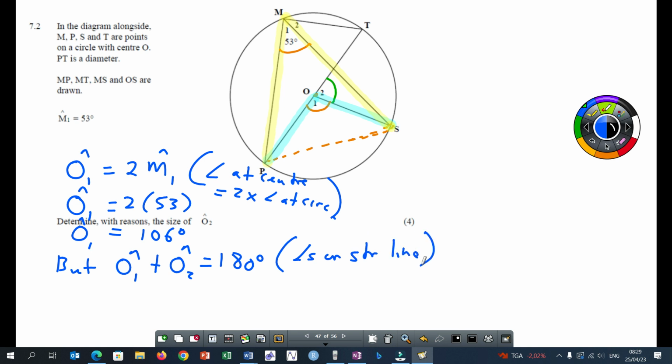Okay? So I want to get O2. O2 will be equal to 180 minus 106. Right, when I was moving around, I saw some of you with the correct answer. So the correct answer will be 74 degrees. Whatever statement you write, you must give a reason for it.